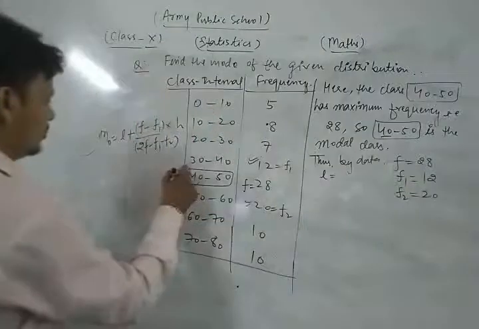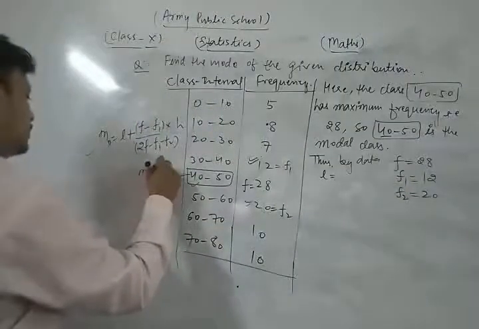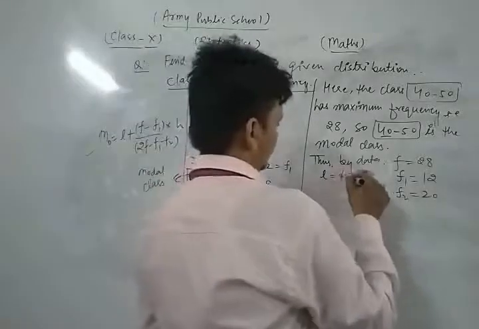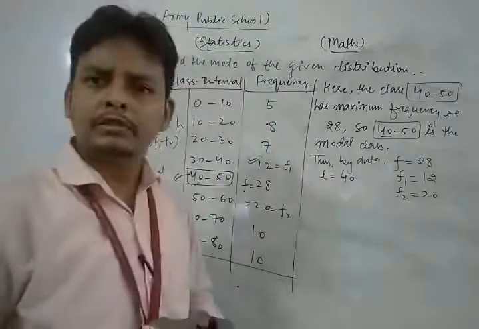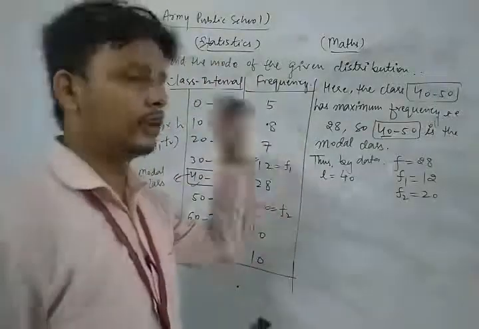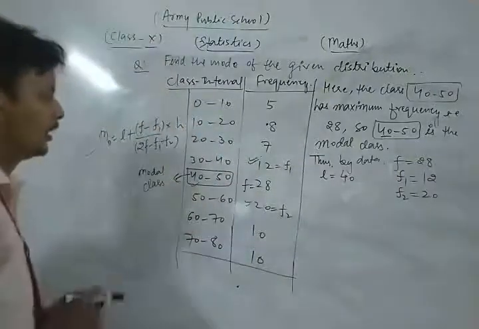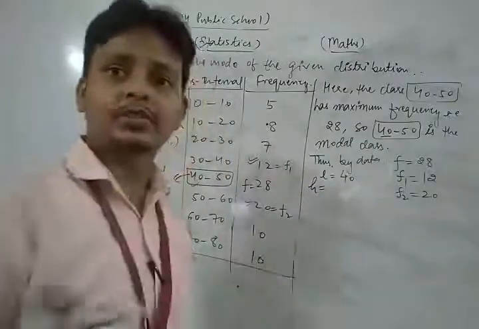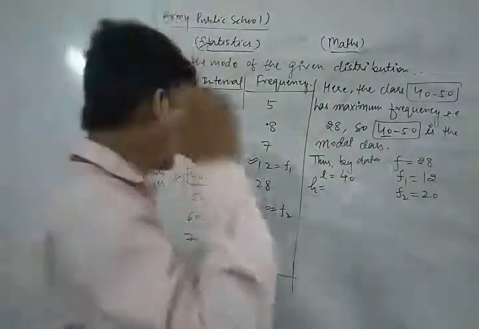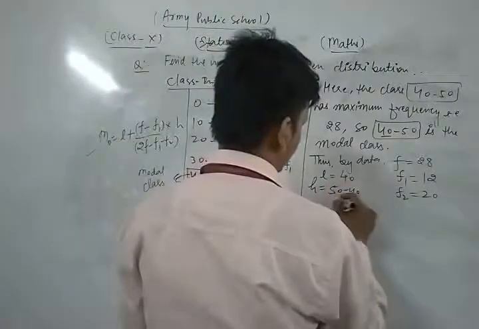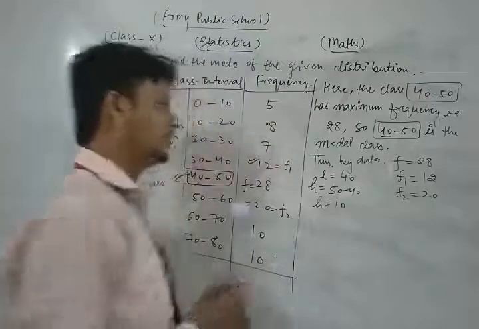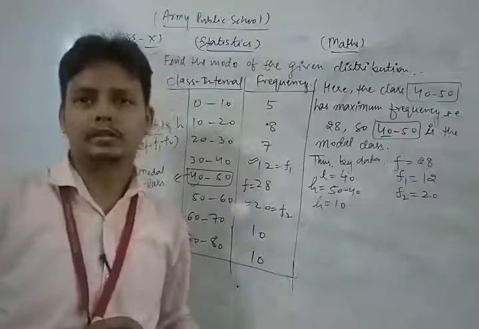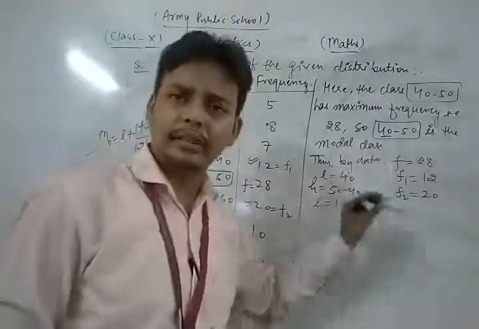This is your model class, and L is 40, the value of the lower limit of the model class. And h is the class size of the model class. So the class size of the model class is 50 minus 40, which is equal to 10. So h is equal to 10. In this way we get all the values related to the formula. Now we put all these values in the formula.